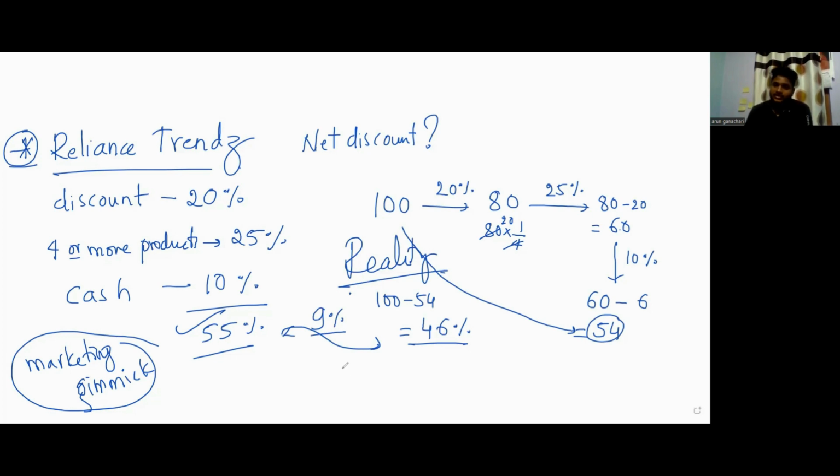9% of, let us say, 10,000. If we had 10,000 rupees of shopping, buying 4 or more products. What is 9% of 10,000? How will you calculate it? 10,000 into 9 by 100, the 0s cancel with 100. 100 into 9 is 900, yes or no? From one customer, they are getting 900 rupees profit.